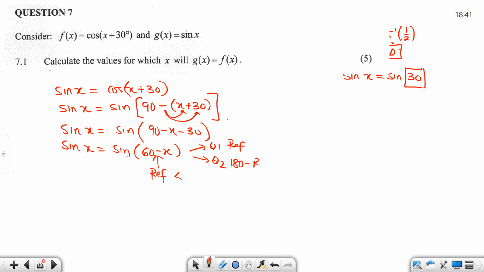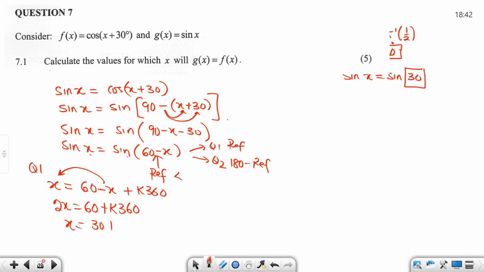I hope you remember where I'm getting all of those 180 minus from. So this time around I'm solving for x. X equals, what do we have? Reference angle, this is Q1: 60 minus x plus k 360. Can we move that there? What do we have? 2x equals 60 plus k 360. Can we divide? x equals 30 plus k 180, k being an element of the integers.